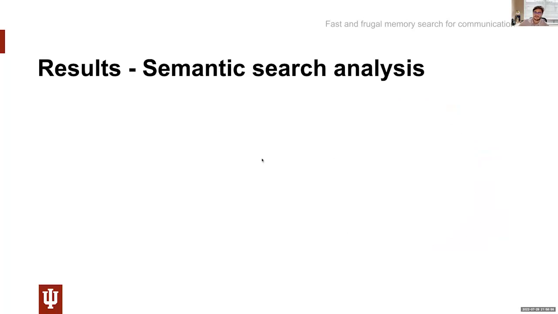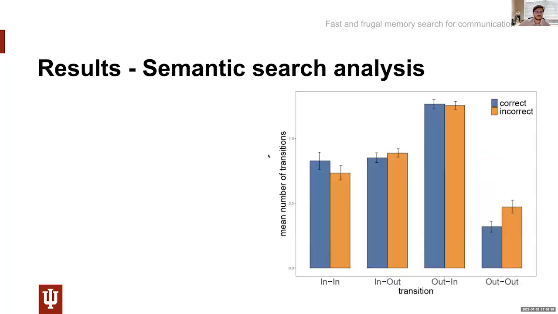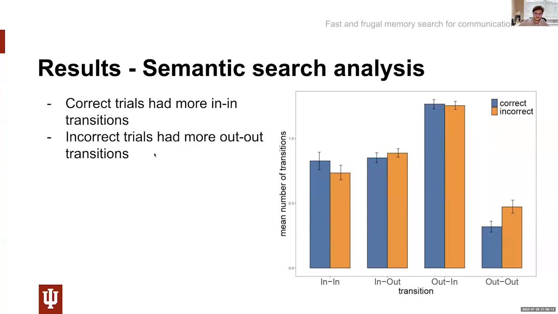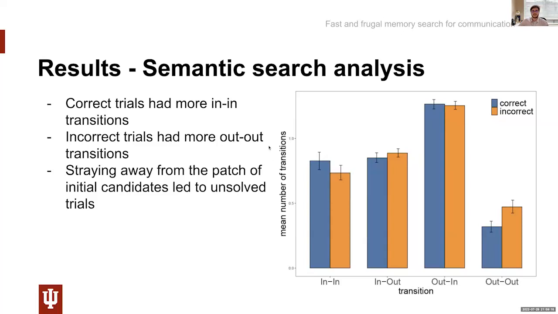So what does this all mean, and how does it relate to what we're actually doing here? What we wanted to understand is the transitions of correct trials and incorrect trials. We eventually found that correct trials had more in transitions and incorrect trials had more out transitions, which essentially leads us to believe that straying away from the patch of initial candidates led to unsolved trials, which relates back to the optimal solution of the take-the-first strategy that we were referring to earlier.